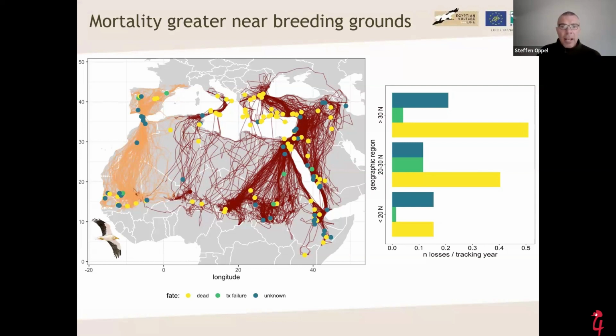And what you can see is that the number of dead birds per tracking year is the highest in the breeding grounds. So north of 30 degrees north, we have a large number of mortalities, even though the birds don't spend a huge amount of time there. We also see mortalities in Africa, but the young birds especially, they can spend much more time in Africa because some of them spent the first 4 years in Africa without ever migrating back. And so the number of deaths per tracking year is actually lower in Africa than in Europe.